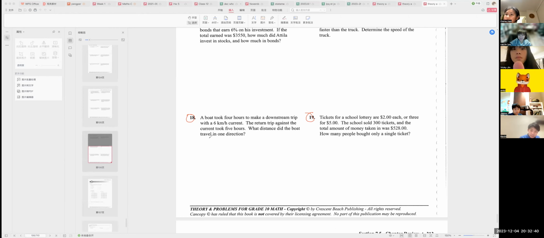Okay, a boat took 4 hours to make a downstream trip with a 6 kilometer current. So the return trip against the current took 5 hours. So why did that happen, everybody, you understand, right? Kevin and Calvin, when the boat is against the current, it's going to make the boat slower, correct? And when the boat goes with the current, it will make everything faster, correct?